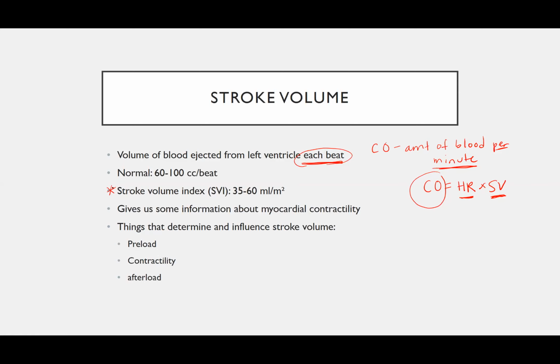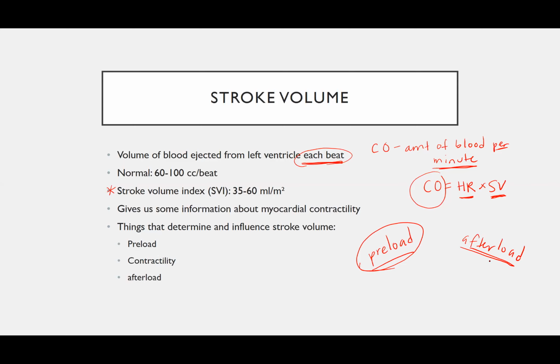So stroke volume index, we're looking somewhere between 35 and 60. And this gives us some information about myocardial contractility, but remember, other things that influence stroke volume would of course be how much volume is coming into the heart, and also how hard is it for the left ventricle to pump out. If I'm not getting anything in, I have very low preload, I'm not going to have very much coming out of the left ventricle.